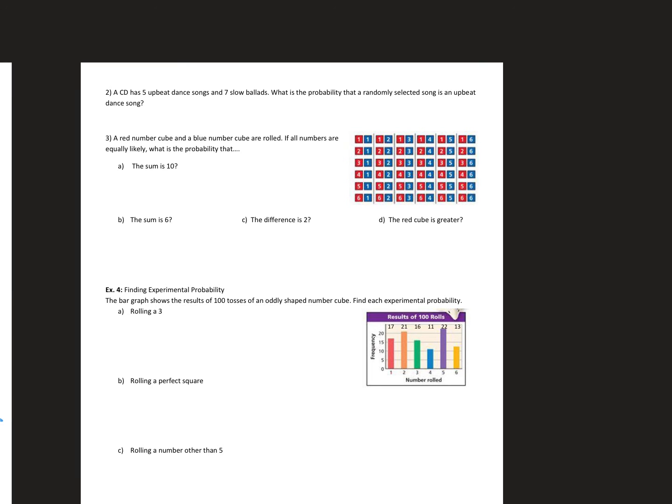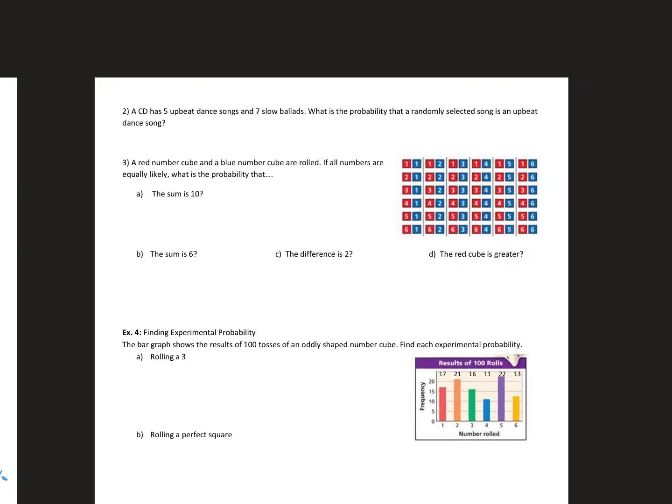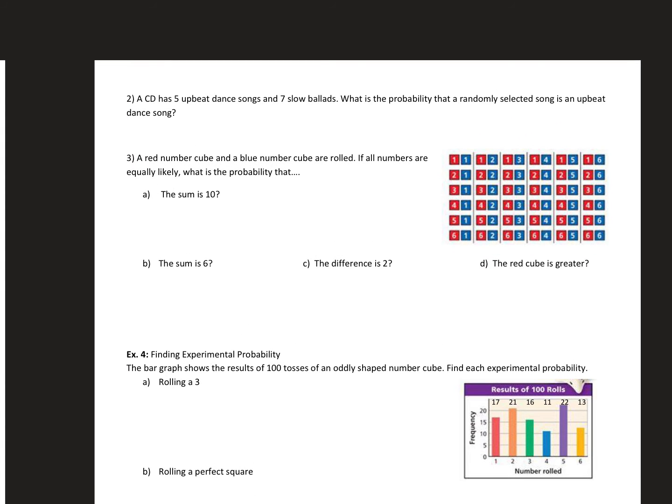So I have a CD that has 5 upbeat songs and 7 slow ballads. What is the probability that a randomly selected song is an upbeat dance song? So the CD is made up of this. My total here is 12 songs. How many upbeat songs are out of the 12? 5 out of the 12, and you get 0.416 repeating, so a 41.67% chance it's going to be an upbeat song.